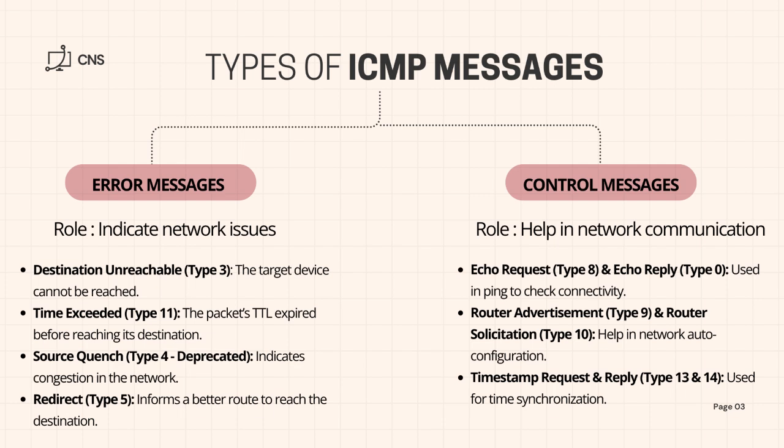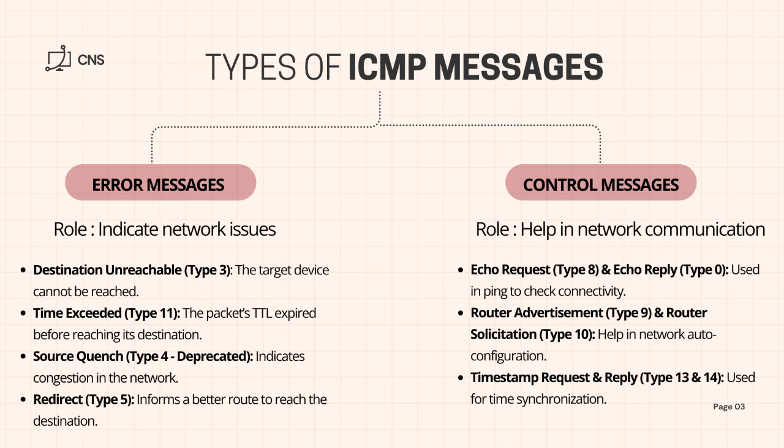Now that we have understood what ICMPv4 is and why it is important, let's dive into different types of messages. ICMP messages are broadly classified into two categories. First one is an error message and second one is a control message. First, error messages. These messages inform the sender when an issue occurs during the packet transmission, preventing it from reaching the destination. For example, there is a type 3 error message, which is used for destination unreachable. It is sent when a packet cannot be delivered due to reasons like a non-existing host or a blocked network.